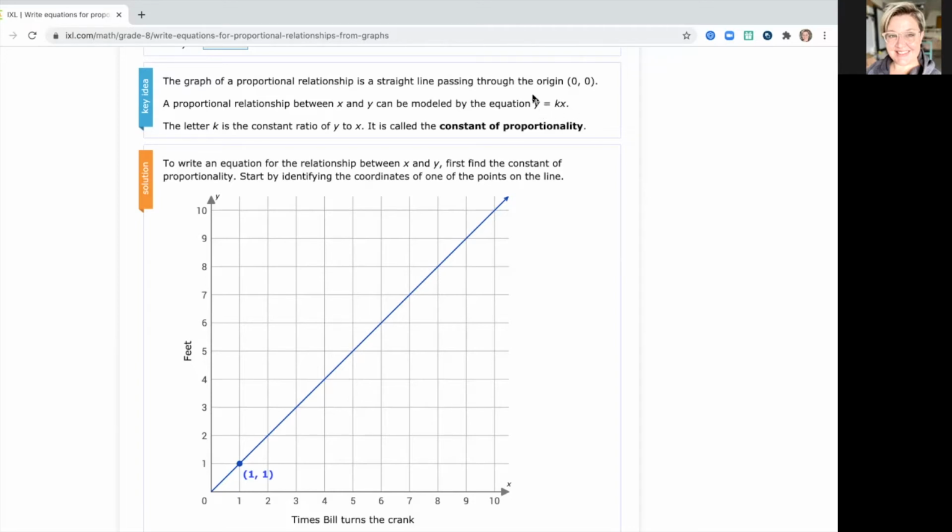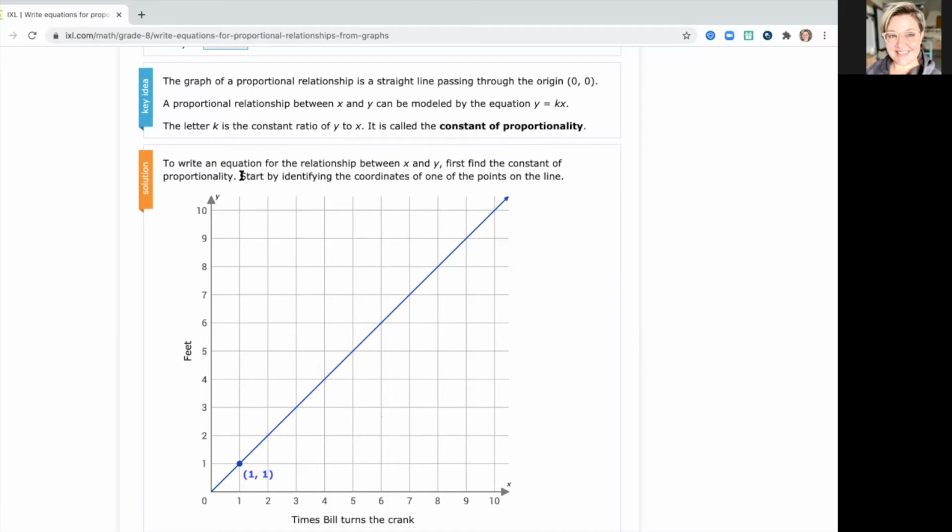So we know that Y is always our number that's going up on the Y axis. X is going to be our number that's going up on the X axis, like in this graph, X and Y. So the number that we're trying to figure out is what number can we always multiply times X to get Y without using the graph. This graph helps us make that equation. So the letter K is the constant ratio of Y to X. It's called the constant of proportionality, like we've talked about before.